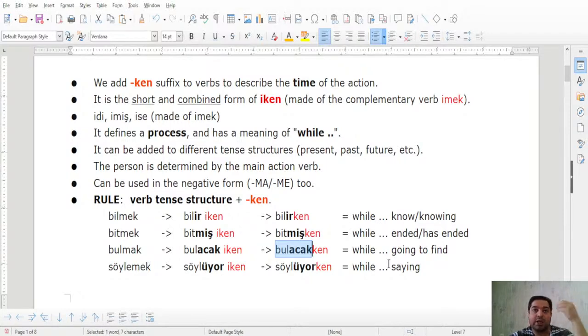Or seni görecekken göremedim. While I was going to see you, I couldn't see you. So you see, this is the future tense now getting the ken, and again the meaning is "while." While something was going to happen, while somebody was going to do something. That's an example of the future tense getting the ken suffix.